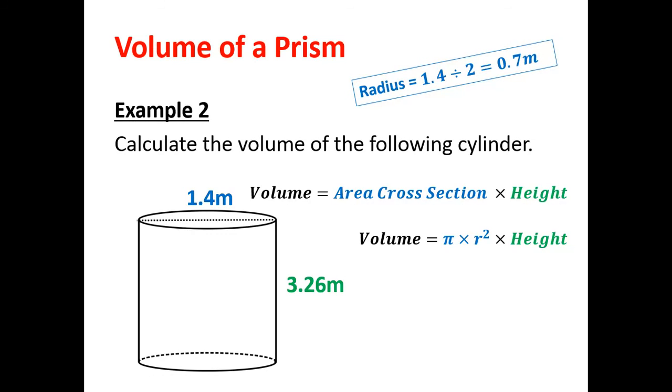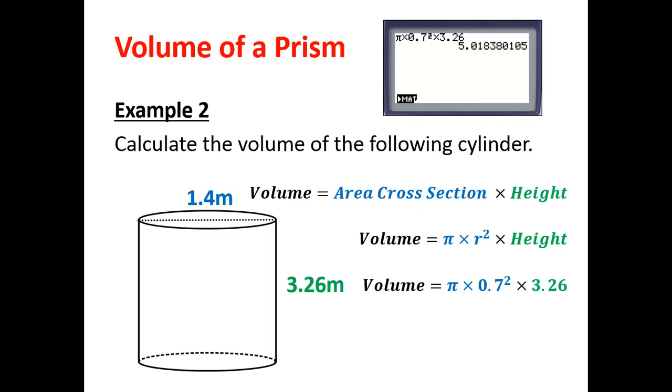But because we have the diameter of 1.4, we need to take the diameter and divide it by 2 to get the radius. So the radius is equal to 0.7 meters, because the area of a circle needs a radius. So the volume is equal to pi times 0.7 squared times the height, which is 3.26. Grabbing my calculator and calculating it, I get an answer of 5.018380105. I'm going to round that to 5.02 meters cubed, and I've chosen to round that to 2 decimal places.